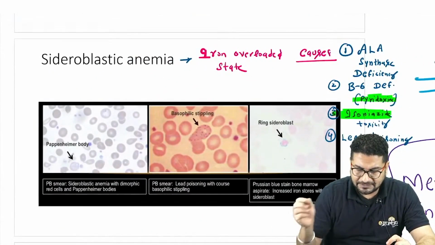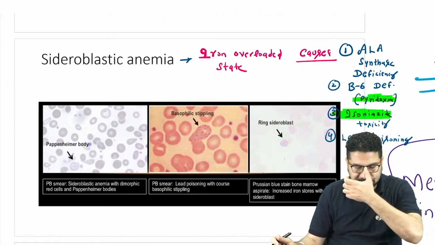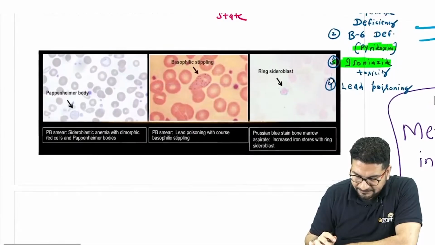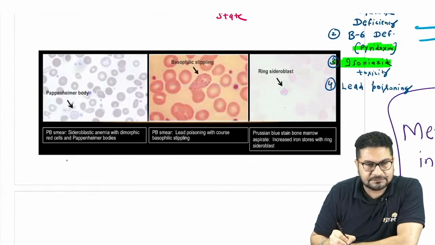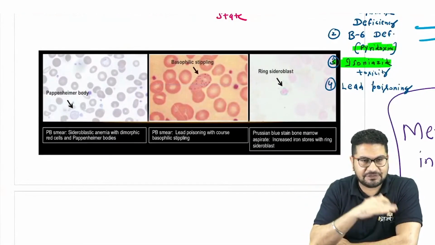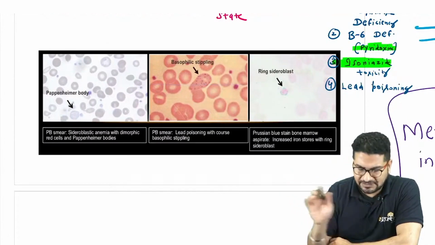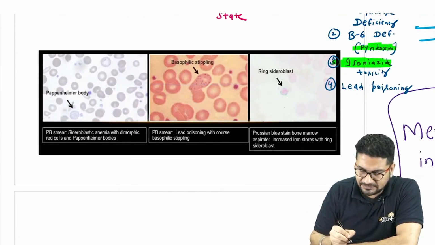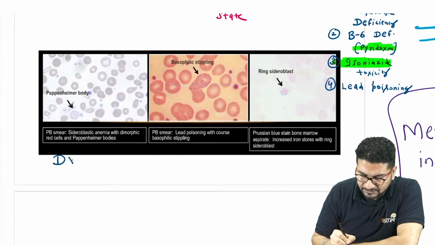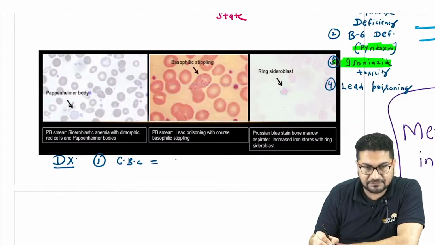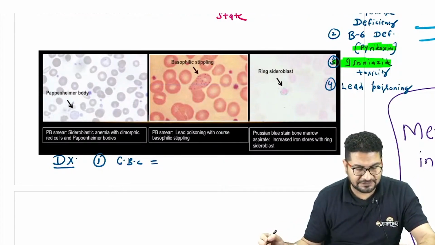When you suspect sideroblastic anemia, how will you investigate the patient? The patient will have the same clinical features, because it is a microcytic hypochromic anemia. I am not writing the features; how you will approach is what is important. Diagnosis: first you will do a CBC. What will you see in the CBC?